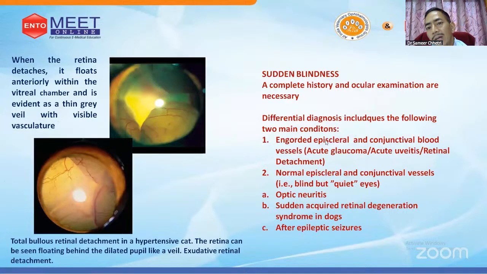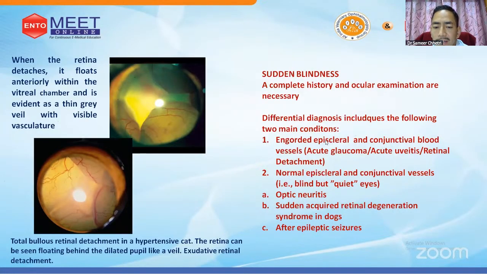Sudden blindness requires immediate veterinary attention. A complete history and ocular examination are necessary. Differential diagnosis includes two main conditions. The first is engorged episcleral and conjunctival blood vessels. If engorged episcleral and conjunctival blood vessels are seen, then that could be acute glaucoma, acute uveitis, or retinal detachment. That is one condition when the pet usually loses their vision. And the second one is normal episcleral and conjunctival vessels, that is, blind but quiet eyes.